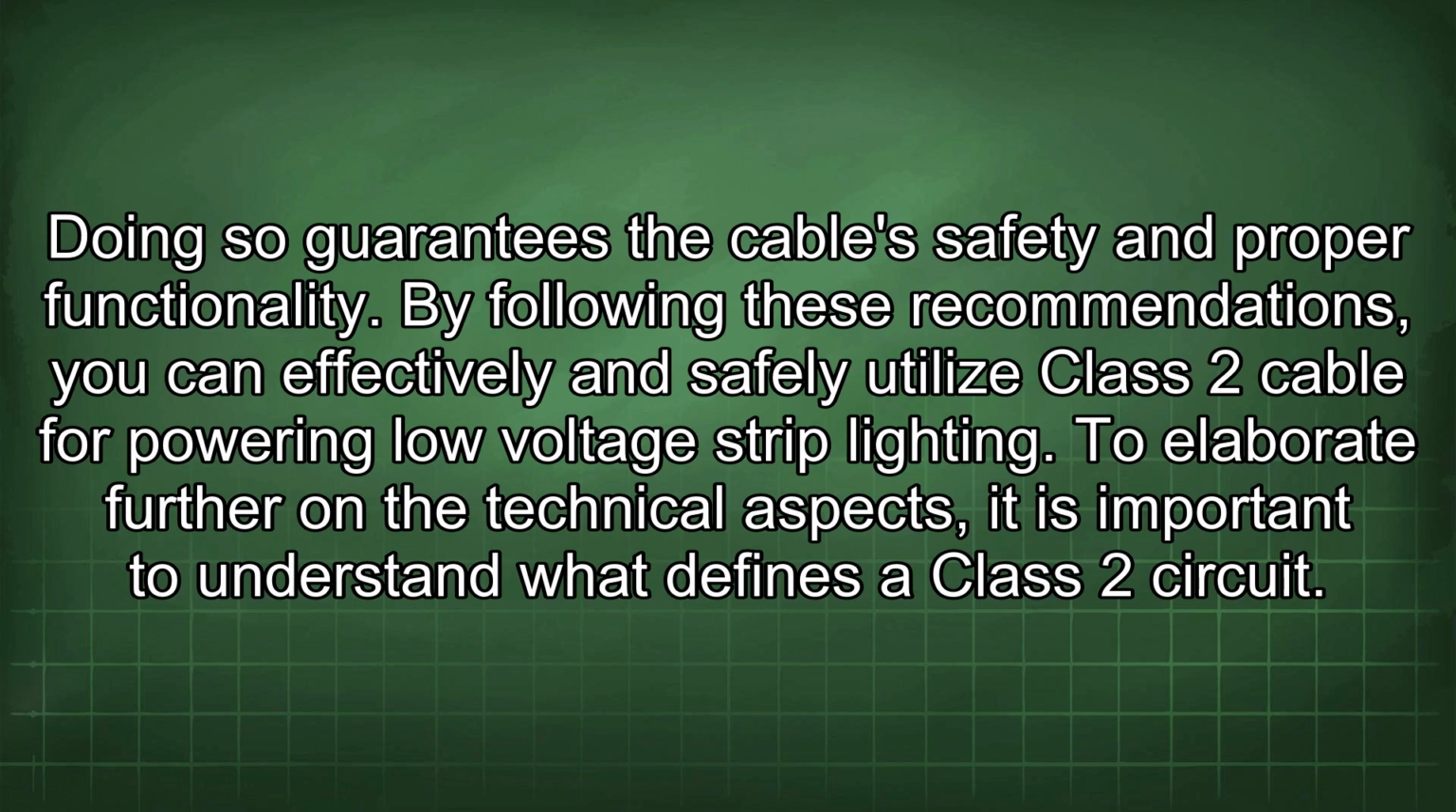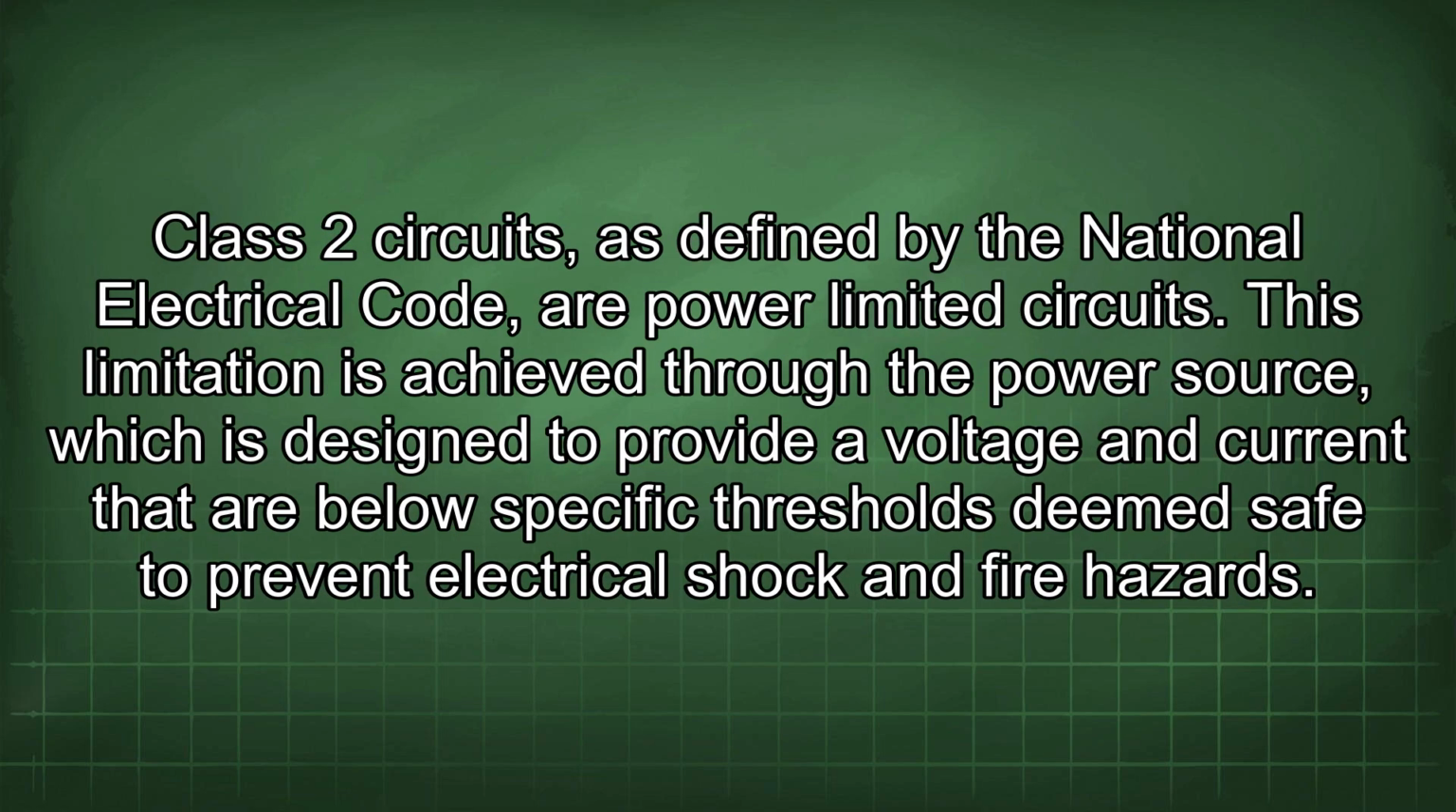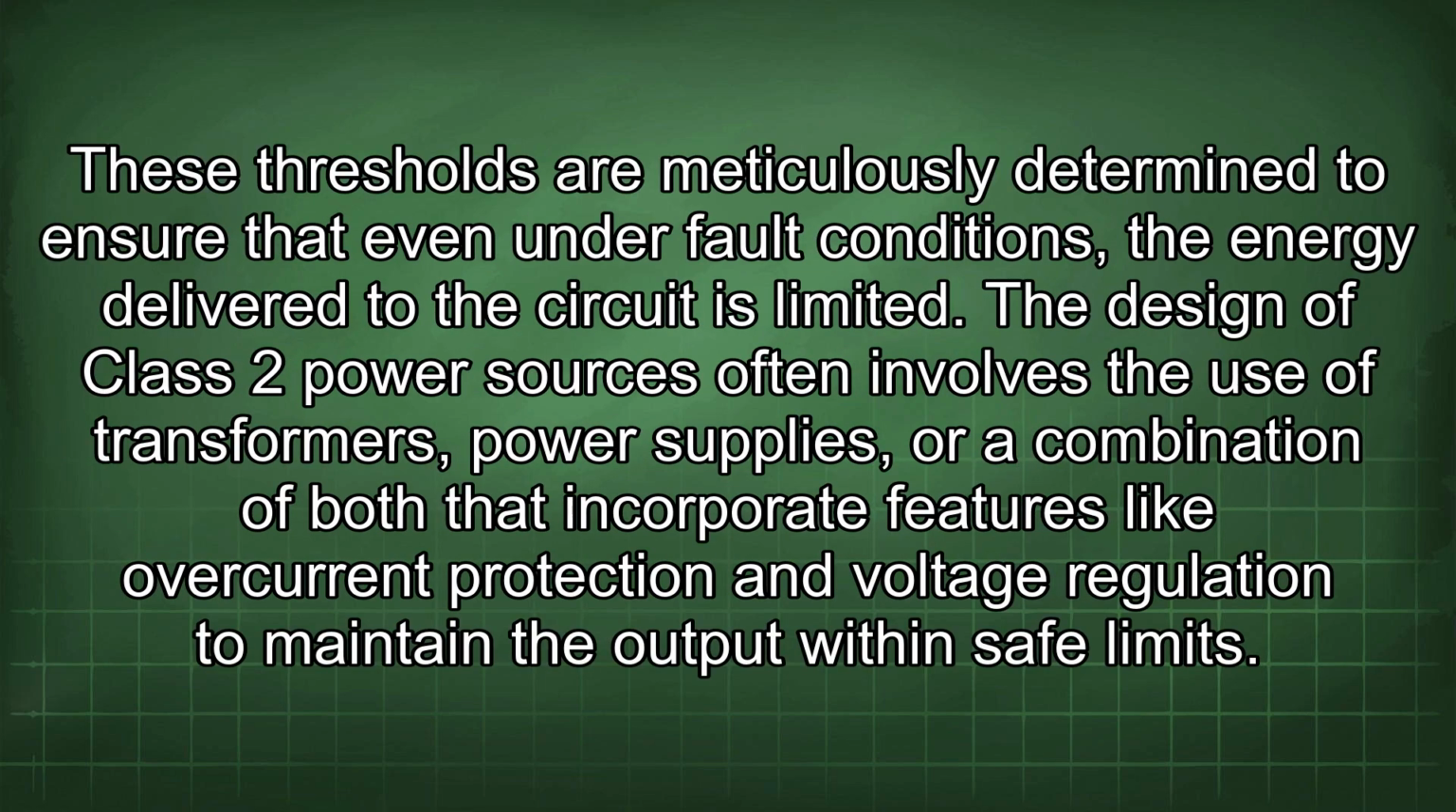To elaborate further on the technical aspects, it is important to understand what defines a Class 2 circuit. Class 2 circuits, as defined by the National Electrical Code, are power-limited circuits. This limitation is achieved through the power source, which is designed to provide a voltage and current that are below specific thresholds deemed safe to prevent electrical shock and fire hazards. These thresholds are meticulously determined to ensure that even under fault conditions, the energy delivered to the circuit is limited.